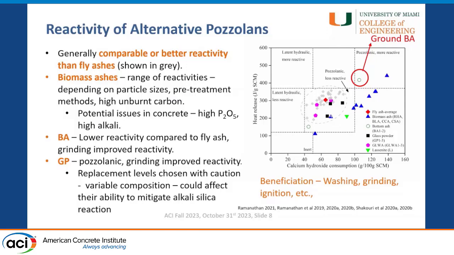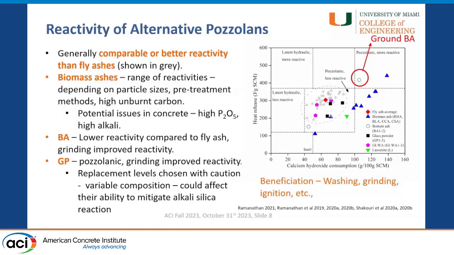And these glass powders need to be very carefully chosen, like the replacement levels have to be chosen based on its composition, because its composition is highly variable, and the amount of replacement that you do could affect its ability to mitigate alkali-silica reaction or ASR.